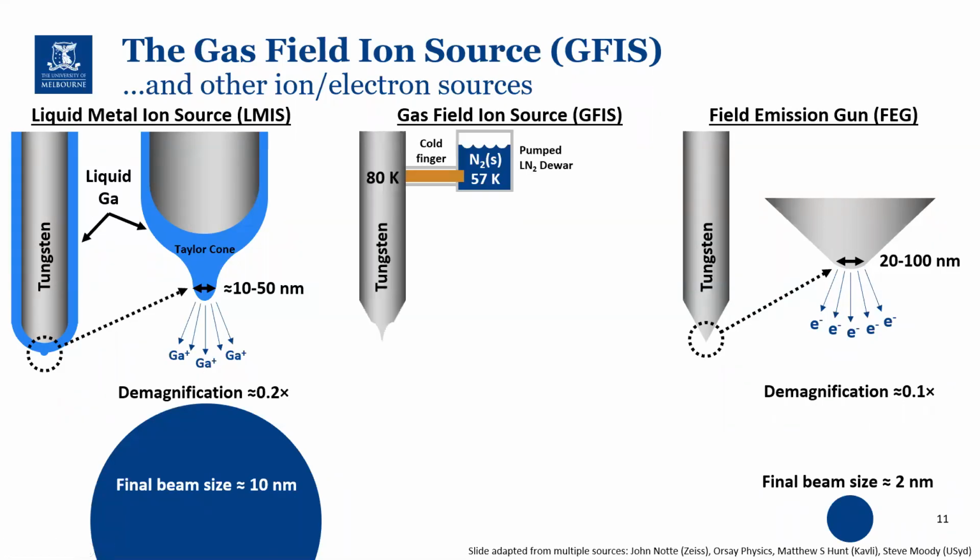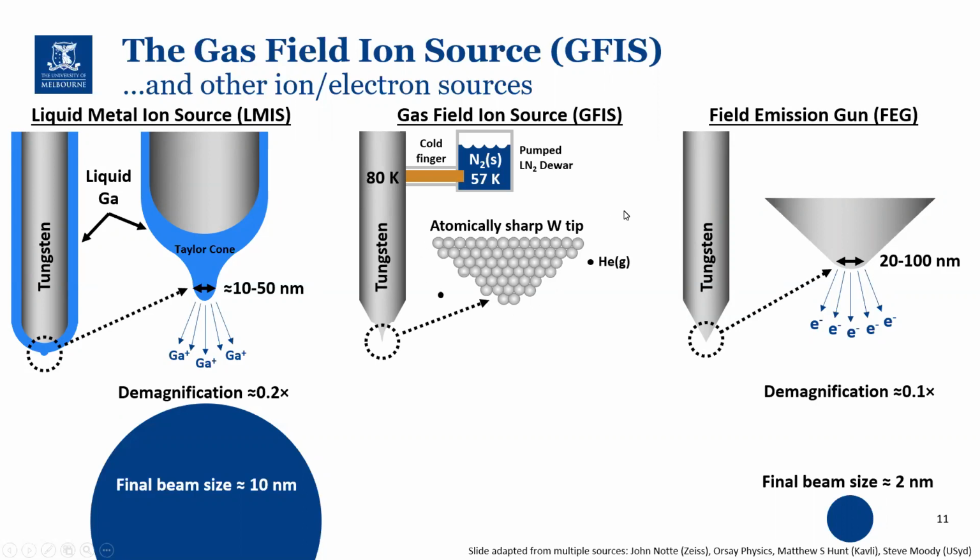The gas field ion source is different to both of these. We're still using that tungsten tip, but now we've sharpened it down such that we have atoms on the end. We cool it to about 80 Kelvin through a cold finger attached to solid nitrogen. And then we surround this atomically sharp tungsten tip with helium gas. And as we said, when the atoms approach the end, they are ionized within these ionization disks, and then we get beams coming from those atoms.